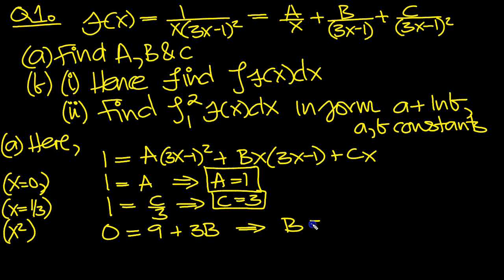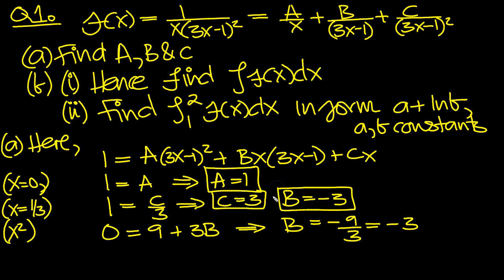Minus 9 over 3. I've moved the 9 over. Once we've done that, we can move the 3 down. And 3 goes into 9 3 times, so it's minus 3. So b is equal to minus 3. So we've got that then. Find a, b and c. Hence find the integral of f(x) dx.